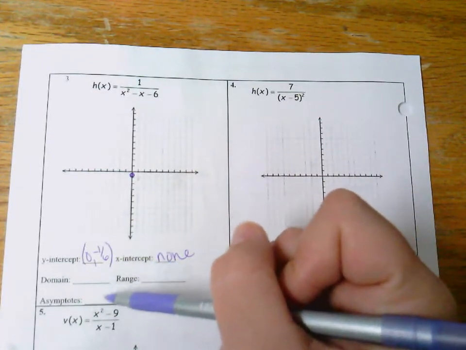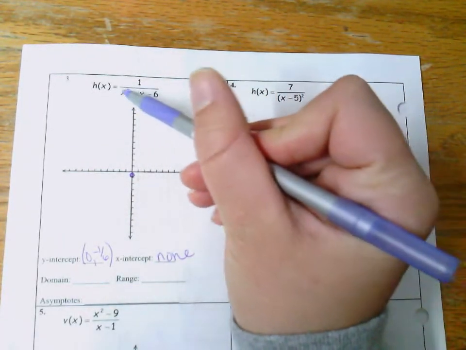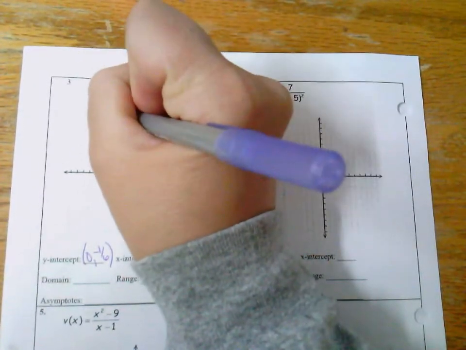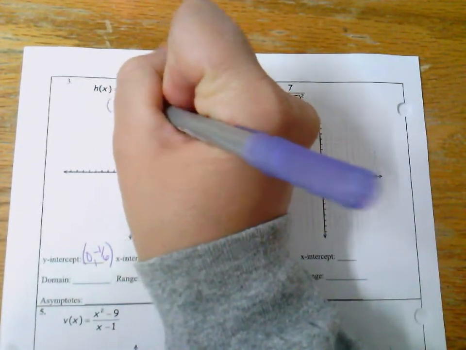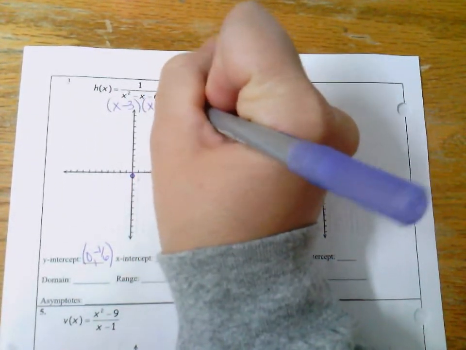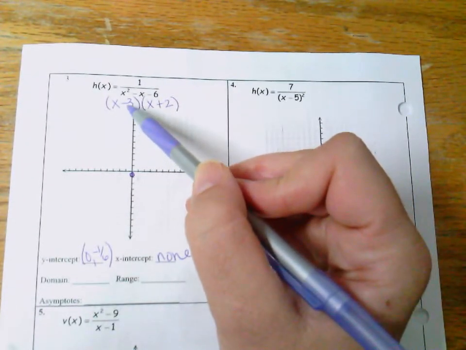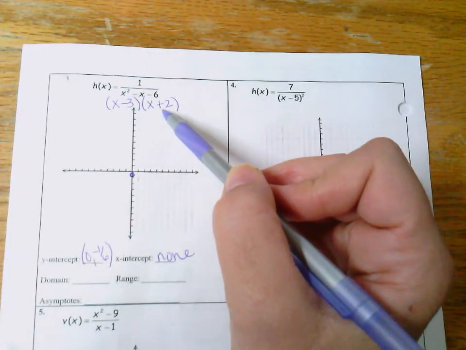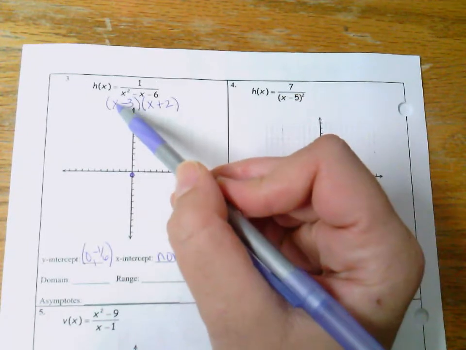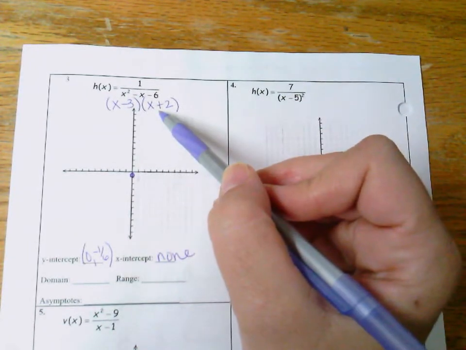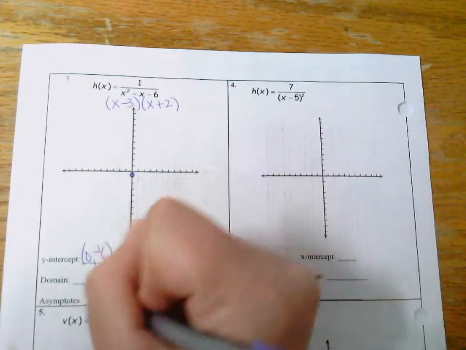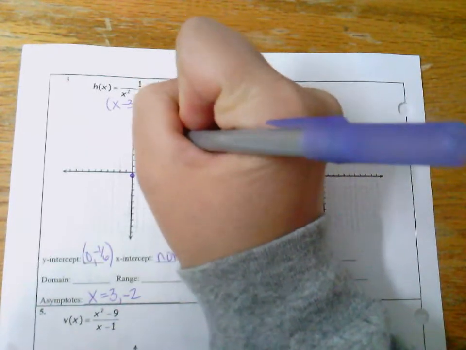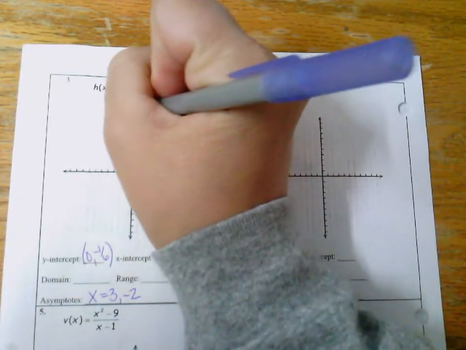What about our asymptotes? Where will this denominator equal 0? I need to factor it first. So I'm looking for the factors of negative 6 that add up to negative 1. So would you agree that's x minus 3 times x plus 2? So my two undefined values are at positive 3, because it makes that 0, and negative 2, because it makes that 0. 3 and negative 2. So here's 3. Here's negative 2.